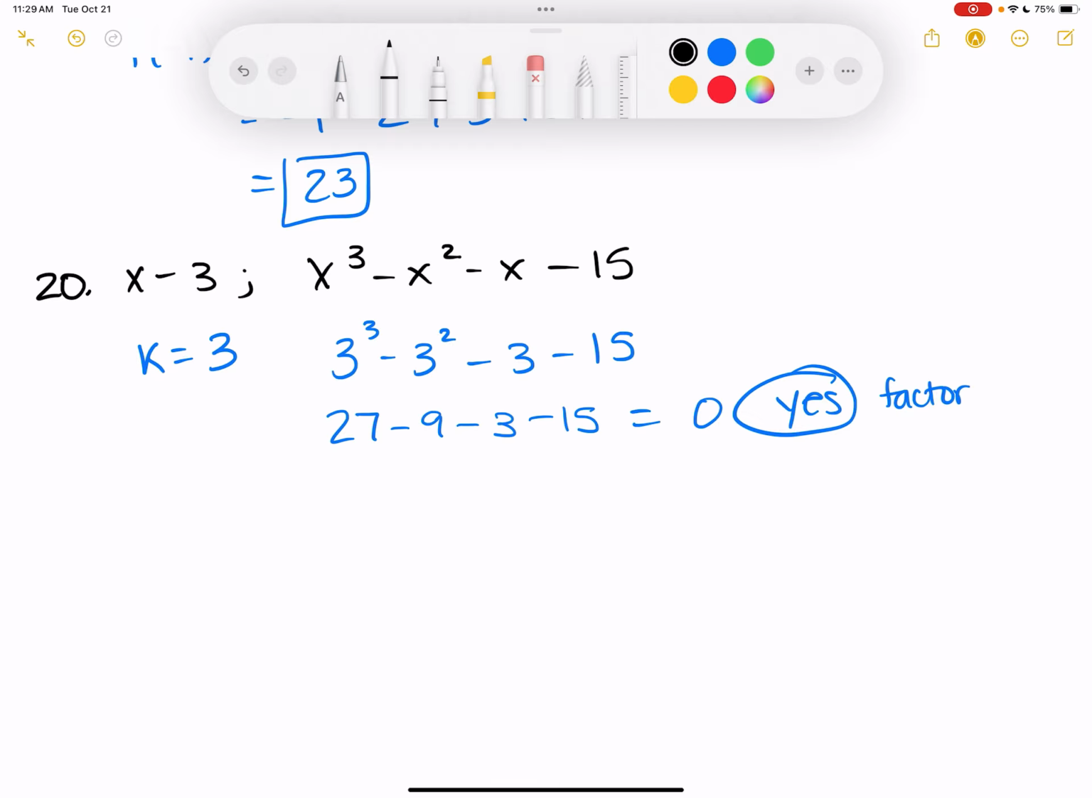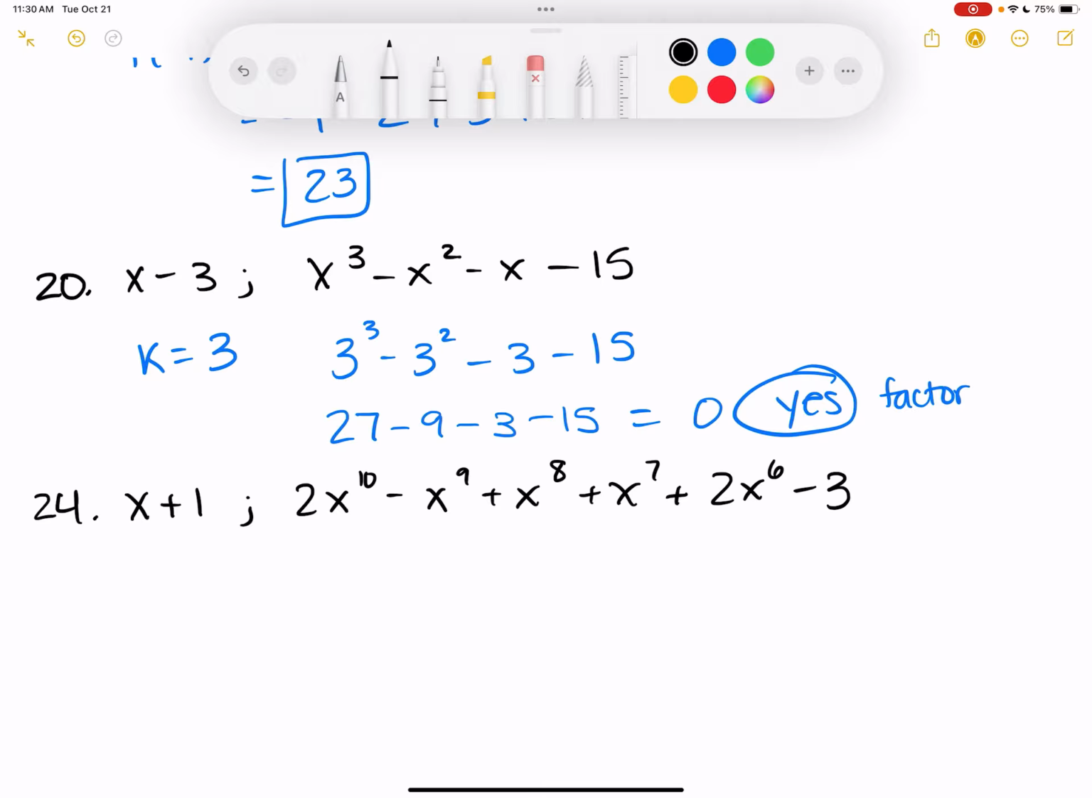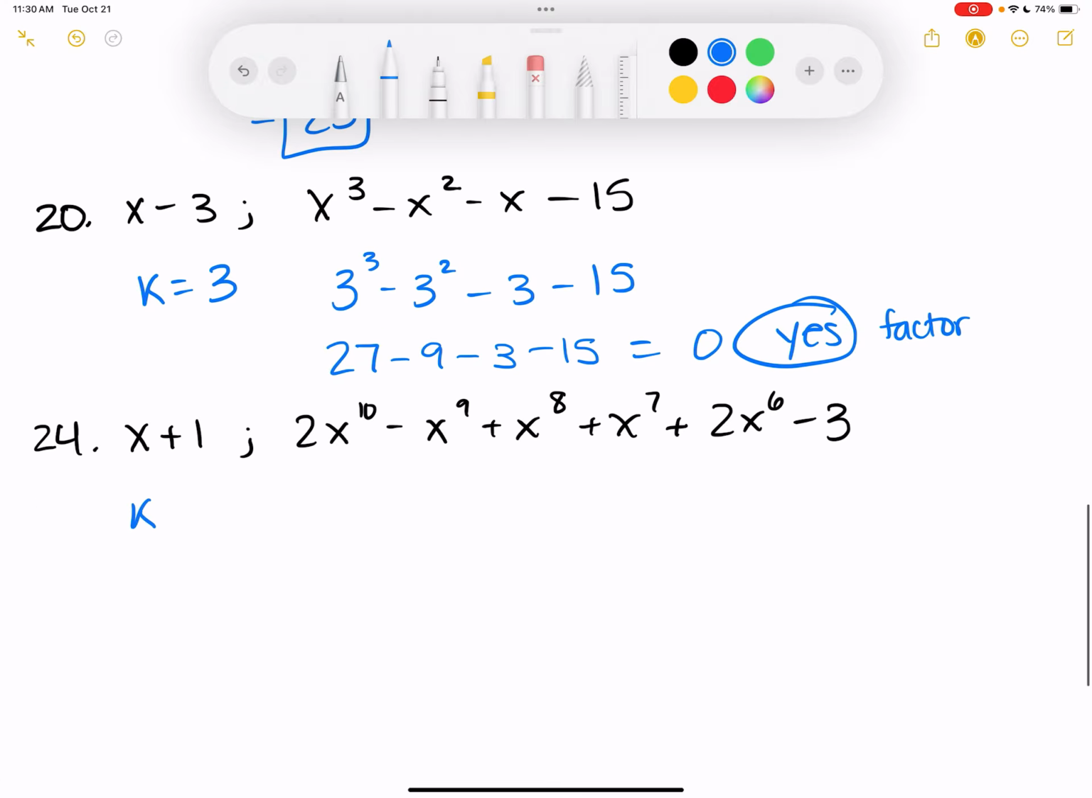24. X plus 1, and we've got 2x to the 10th minus x to the 9th plus x to the 8th plus x to the 7th plus 2x to the 6th minus 3. That's a lot of numbers. All right, so what is k? Negative 1, it's opposite sign when it's written in this form. If they just say straight up k is equal to blah, blah, blah, then obviously it's whatever that is. But if it's in factor form like this is, it's opposite sign.